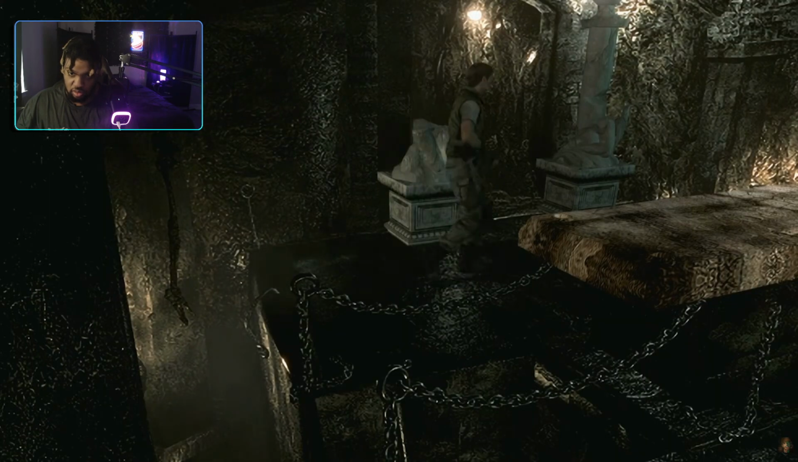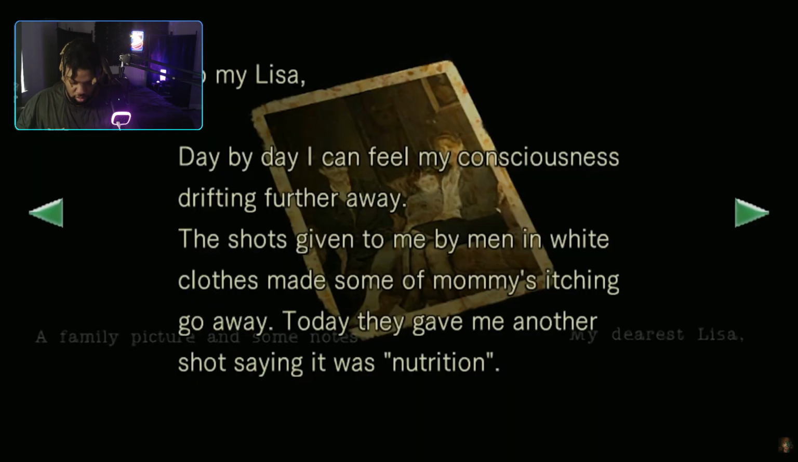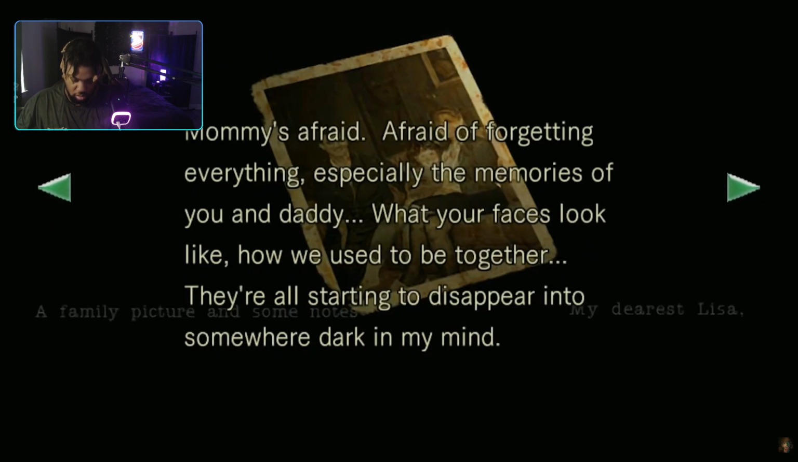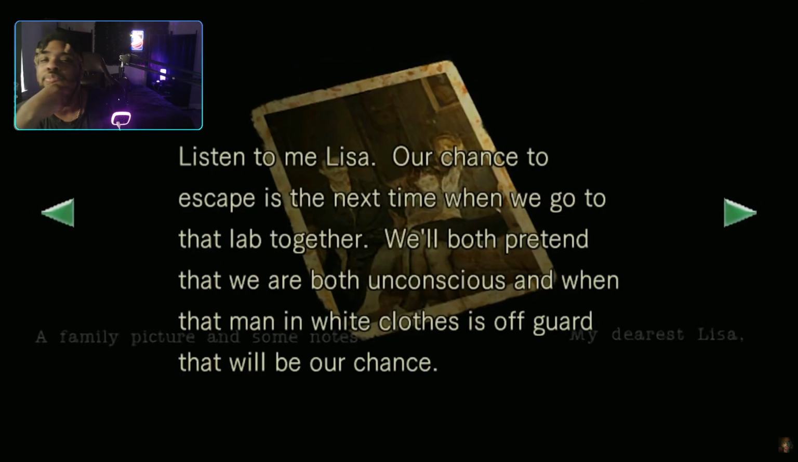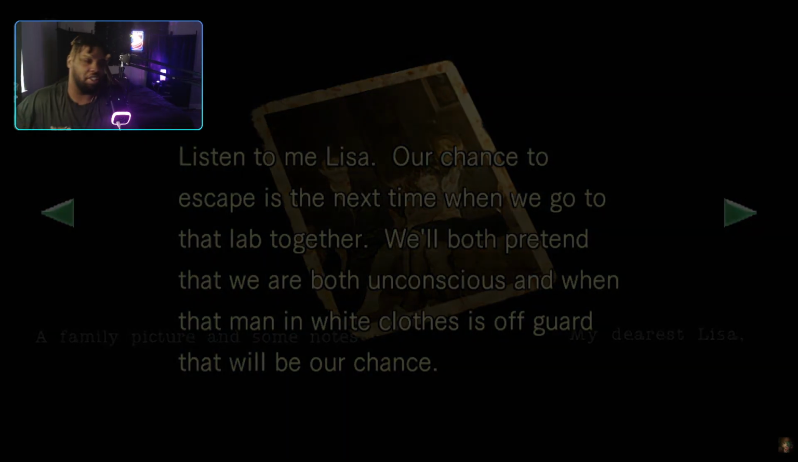Inside the coffin, as well as the skeleton of Jessica Trevor, is a note from her to Lisa, saying that she was feeling her consciousness drifting away. The researchers kept giving her shots to make the itching go away, saying they were nutrition shots. Unfortunately, those shots would cause Jessica to somewhat forget Lisa, and she worried that she'd end up forgetting everything. Jessica would come up with a plan for them to escape together next time they were at the lab by pretending they were both unconscious. But this plan... yeah, that never worked.